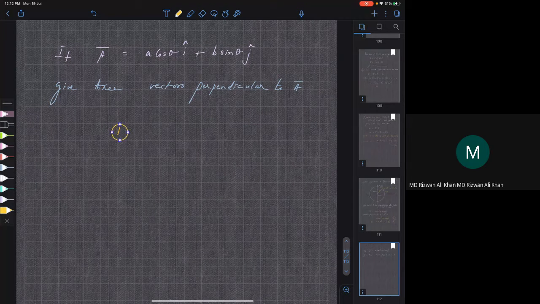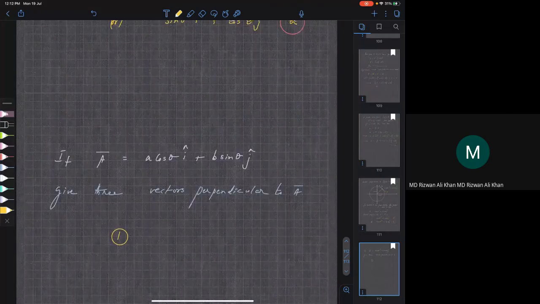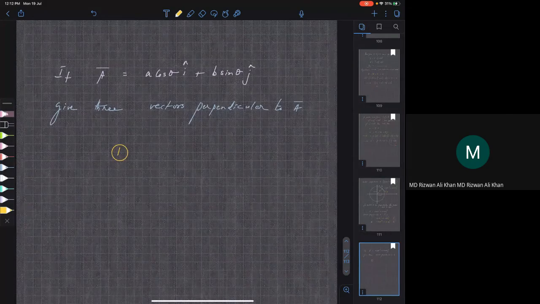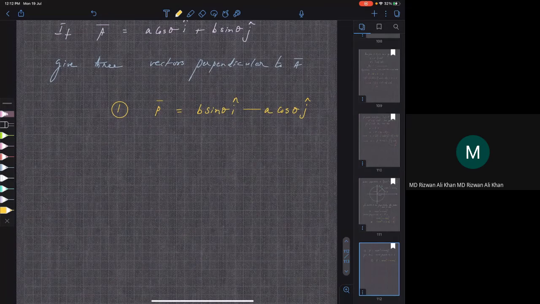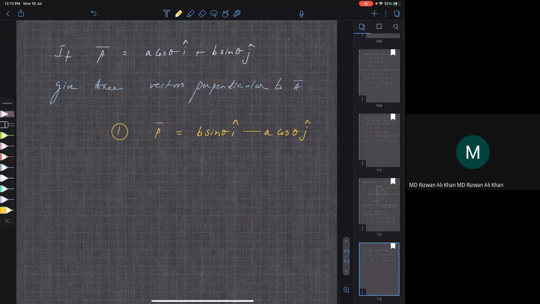Use the same logic as last time. Yes, tell me. A or B? B sin theta I cap minus A cos theta J cap. Do you agree? This is a perpendicular vector. Take the dot product and you will get 0. Okay. What about another vector?